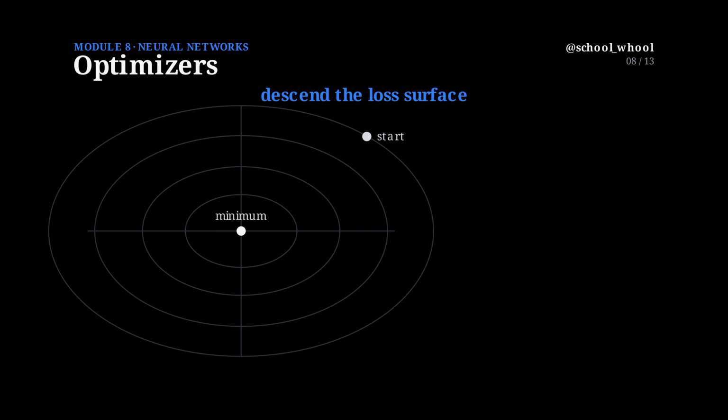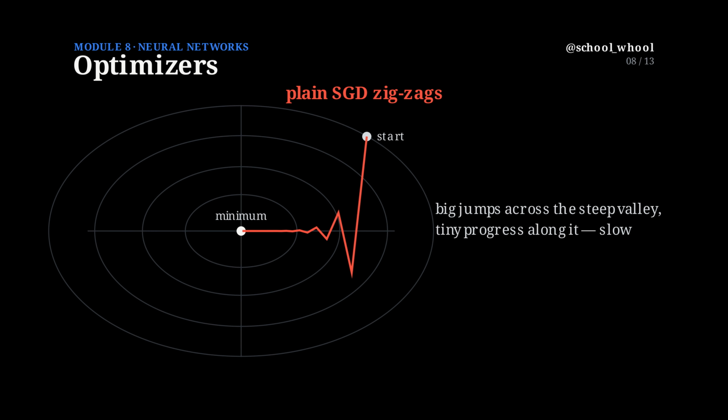First, plain SGD. Notice the valley is stretched, steep from top to bottom, but shallow from side to side. So the steps overshoot across the steep direction and bounce back and forth, while barely inching along toward the center. It gets there, but slowly.